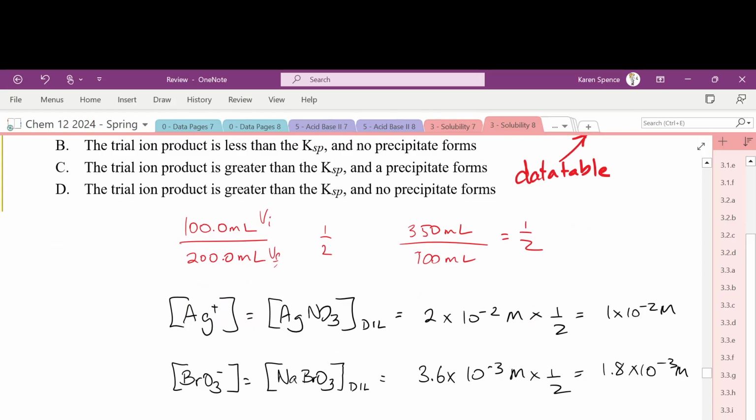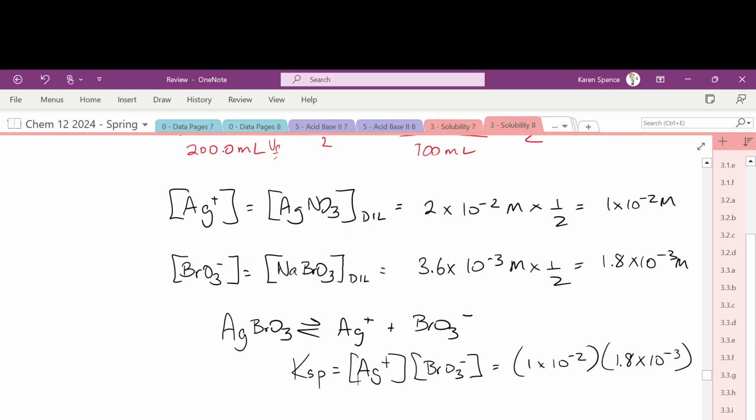So our precipitate then is AgBrO3 in equilibrium with Ag plus and BrO3 minus. And so KSP is just silver times bromate. Thank you very much. And that's going to be 1 times 10 to the negative 2 times 1.8 times 10 to the negative 3, which is 1.8 times 10 to the negative 5.